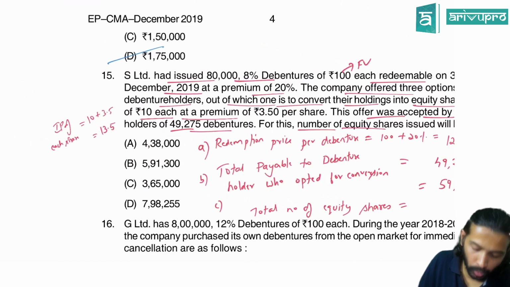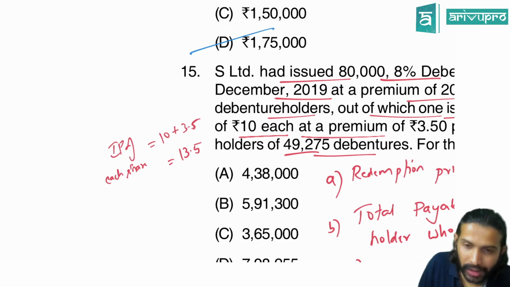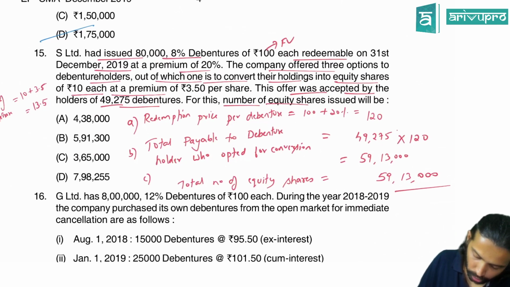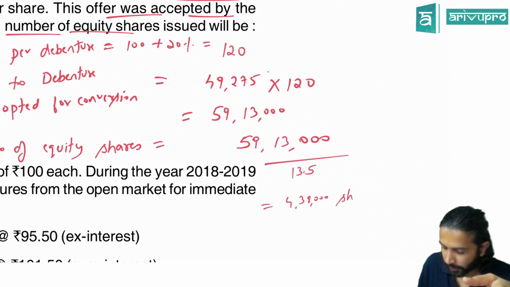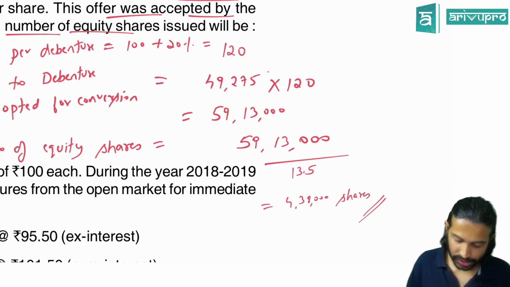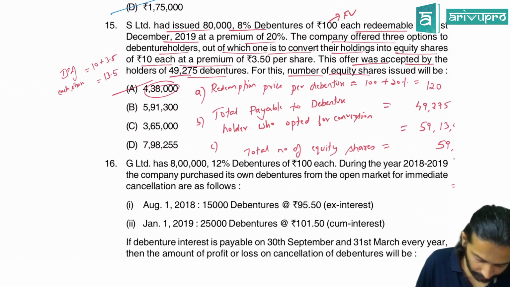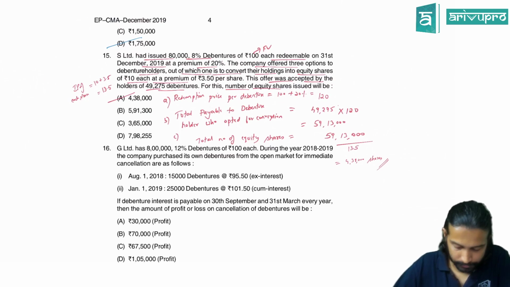What is the issue price, or the value of one equity share, for the purpose of conversion? For the purpose of conversion, the value of one equity share is 13.5. So totally 59,13,000 you need to pay in the form of equity shares, at 13.5 each. 59,13,000 divided by 13.5 is 4,38,000 shares. The company needs to give 4,38,000 equity shares to these debenture holders. So the option is A, that is what they asked in this question: number of equity shares.